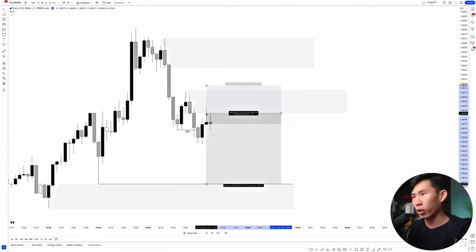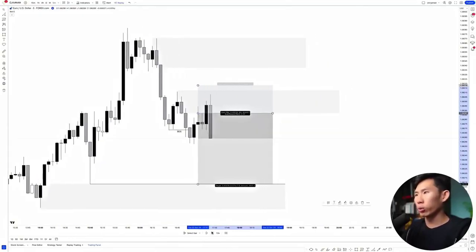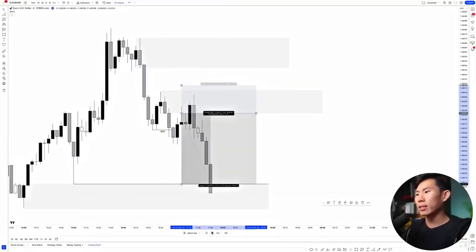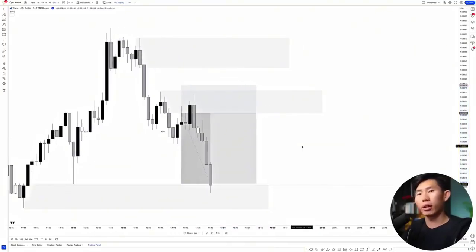Okay, cool. Right here, you got tapped into the trade. Let's just continue to see what price does. Okay, you can see supply stepped into the market and bam, you hit take profit. Congratulations. Now here comes the brokies.